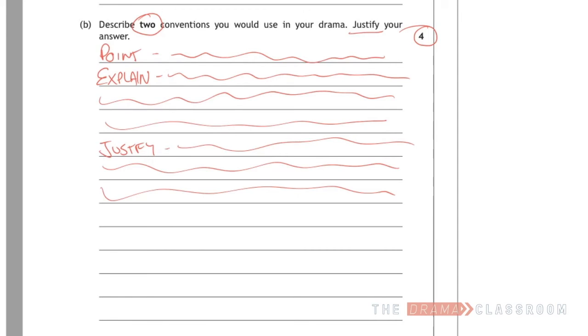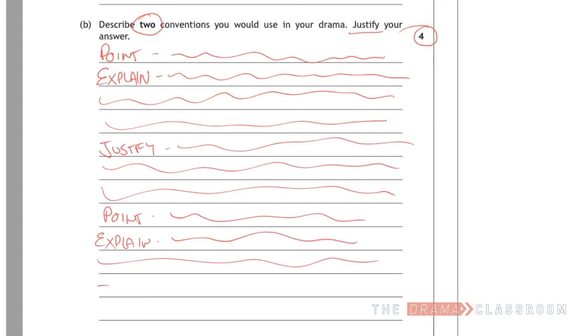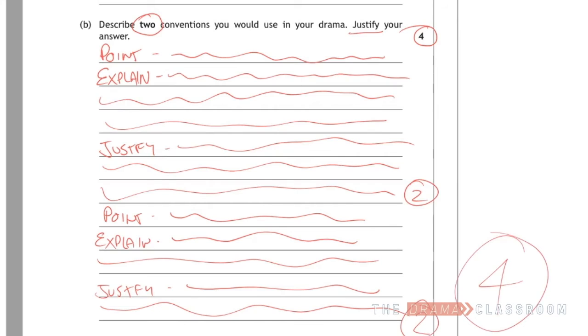I would then do that again. Point, explain, and justify. Okay, and if you can do that, this here up to here would give you your 2 marks, and then this would give you your 2 marks, which would give you your full 4 marks. Now remember, what you're doing is you have to appropriately identify a convention you would use, explain and describe how you would use it, and then justify the reasoning you would do it.